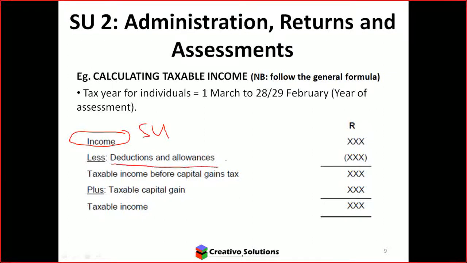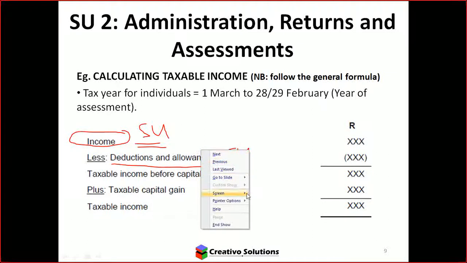Then you also need to look at deductions and allowances. Again, it's a study unit chapter. I think that one is 5 or 6. Right, and then you look at those deductions, and then you see, well, what am I as a business, as a taxpayer, obligated to pay? That's what you're looking at.